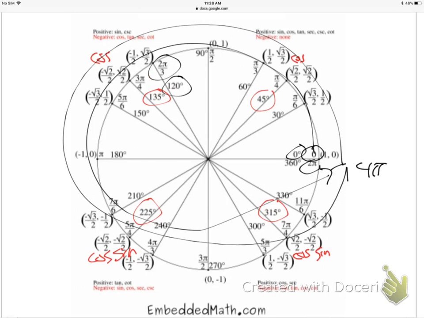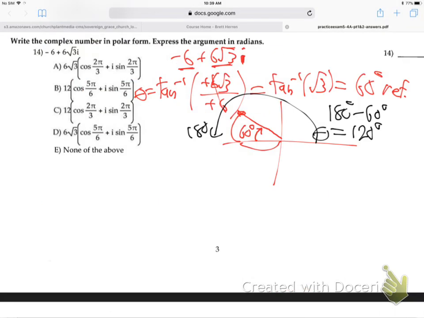So you guys have this on one side of your 3x5 card, right? This thing's golden right here. This will give you a lot of points. So 120 is 2 pi over 3. It's so useful. So 2 pi over 3 is our angle.